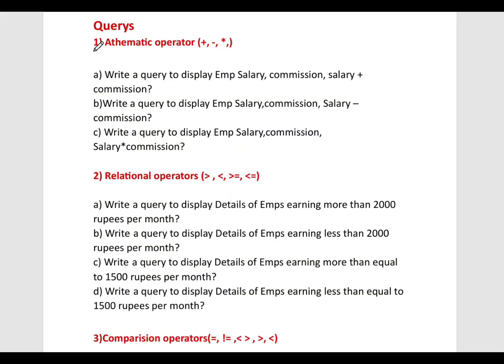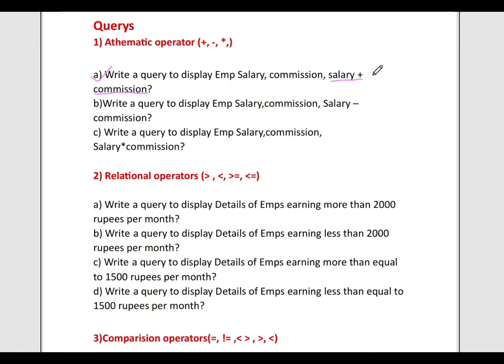Now let's discuss arithmetic operators. In the arithmetic operators, there are three: addition, subtraction, and multiply. Now let's discuss each one step by step. First query: write a query to display employee salary, commission, and salary plus commission. This is the addition query.